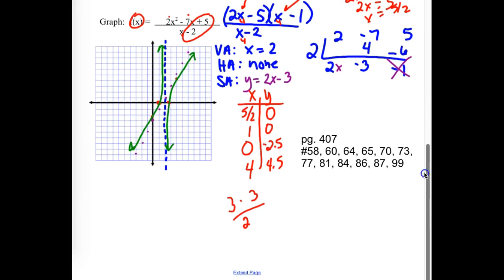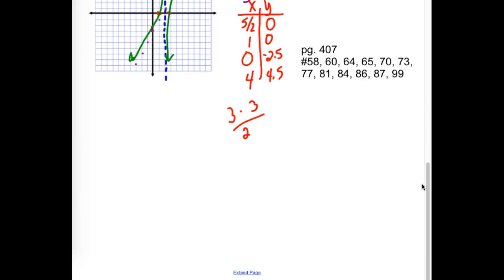Okay. All right, your assignment. You have 12 of them to do. You should have been given a piece of graph paper. If I missed your table, let me know.